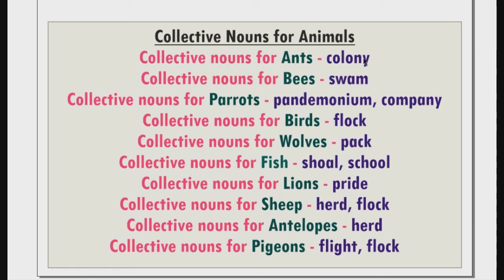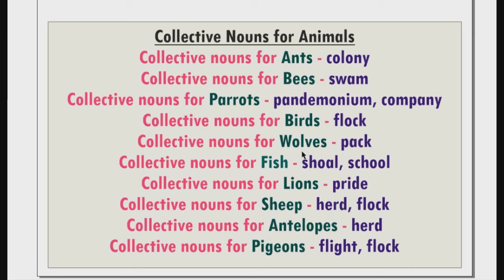Collective nouns used for animals. Here we have the first one, which is ants. Whenever you see a group of ants, you refer to them as a colony. You can say a colony of ants, a swarm of bees, a company of parrots, a pandemonium of parrots. So just take a look at each of these words and each of these animals and the collective nouns we use for them. A school of fish, a shoal of fish, a pack of wolves, and the rest.